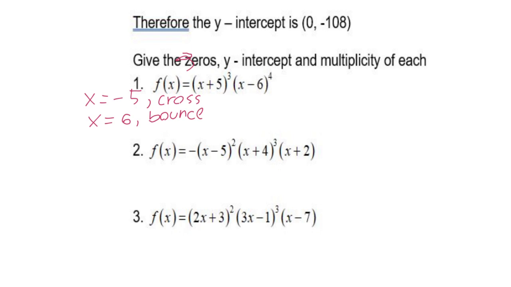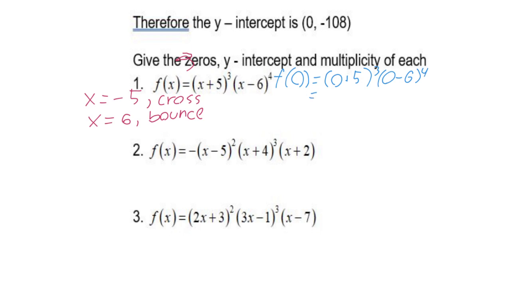So that's our zeros, and that's our multiplicity of each. So let's take a look at the y-intercept. For our y-intercept, we're going to basically do f of 0. So 0 plus 5 cubed times 0 minus 6 fourth power.